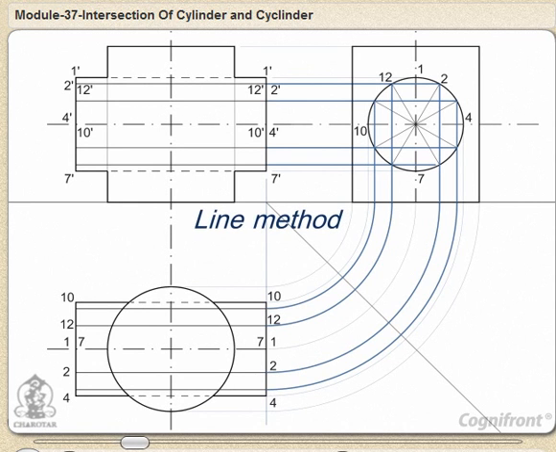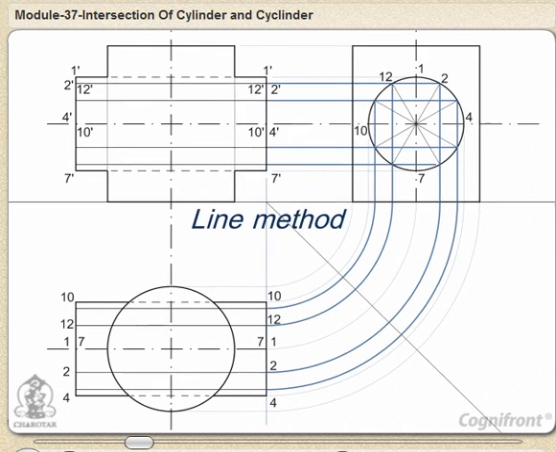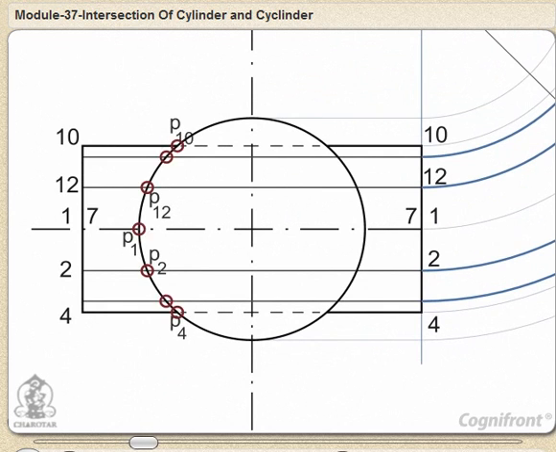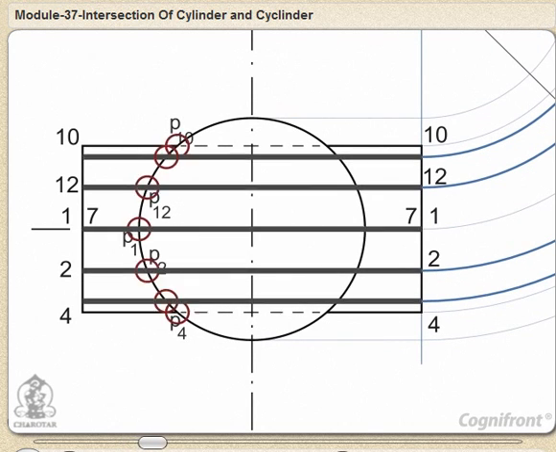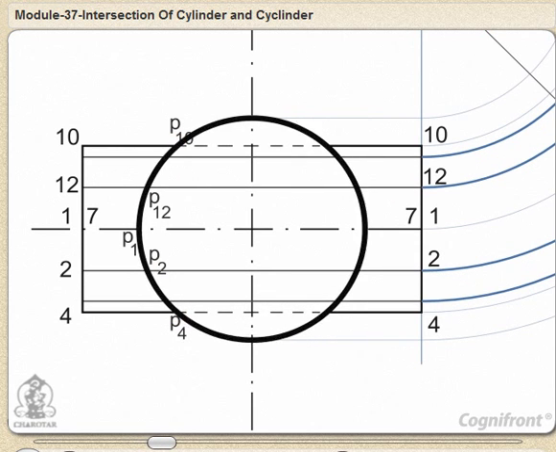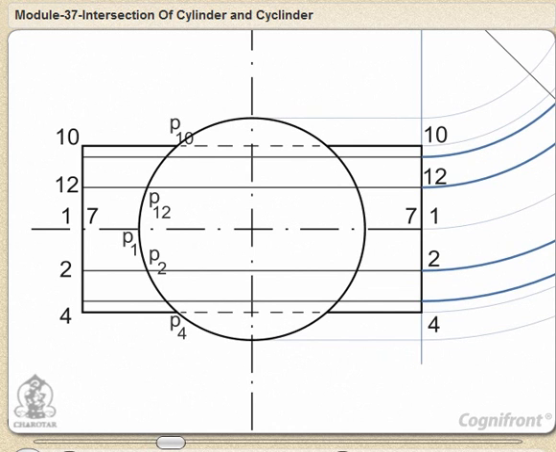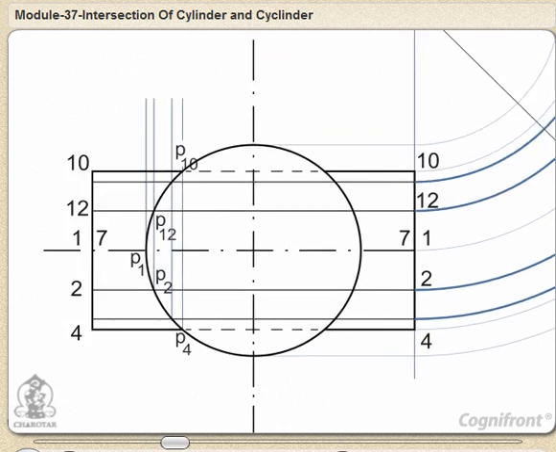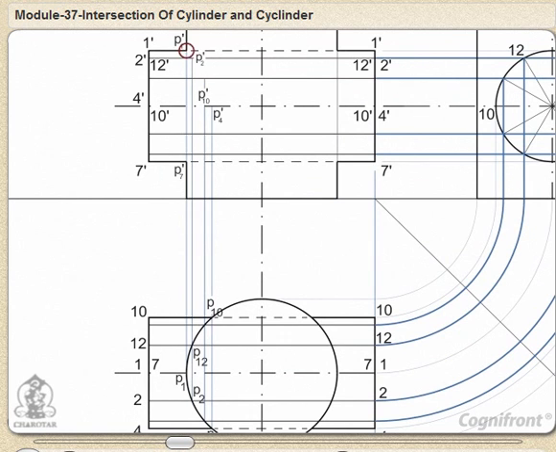Line method. Mark points p1, p2, etc. at which lines 1, 1, 2, 2, etc. intersect the circle, showing the surface of the vertical cylinder in the top view, and project them to p'1, p'2, etc. on corresponding lines 1', 1', 2', 2', etc. in the front view.